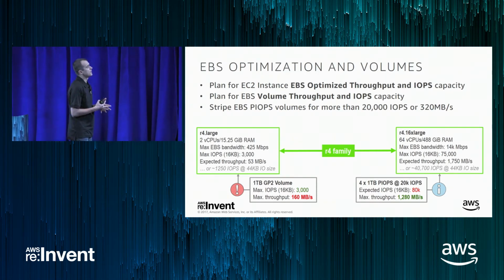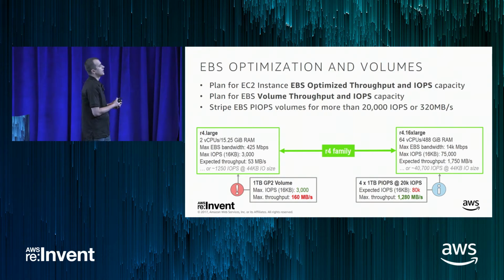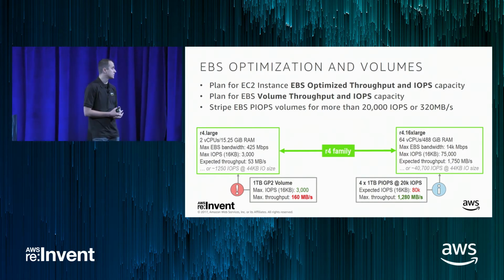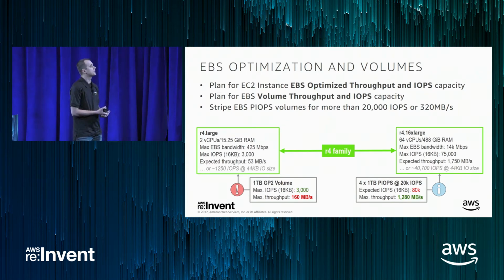So we have the R4 family of instances, right? They're very popular with databases. And at the smallest end, we have the R4 large. It gives you about 3,000 IOPS in terms of EBS optimized instance capability, and it gives you about 53 megabytes per second in expected throughput. Now, I'm provisioning a small workload, and I'm using one general purpose volume at 1 terabyte in size to store my data. And I've matched it nicely with the IOPS. You'll see that the IOPS are exactly the same on the volume as they are on the instance. But the throughput that volume can handle is actually 3 times more than the instance itself.